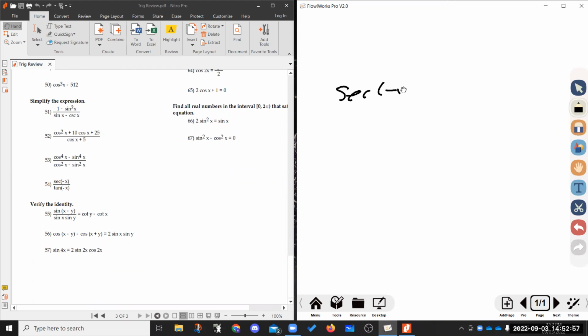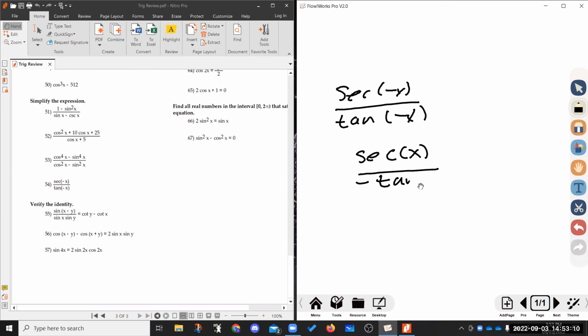Secant of negative x over tangent of negative x. Remember that secant is an even function, so secant of negative x is secant of x. Tangent is an odd function, so tangent of negative x is a negative tangent of x. If you need to, switch this so that it's in sines and cosines, so that you know what's going on.